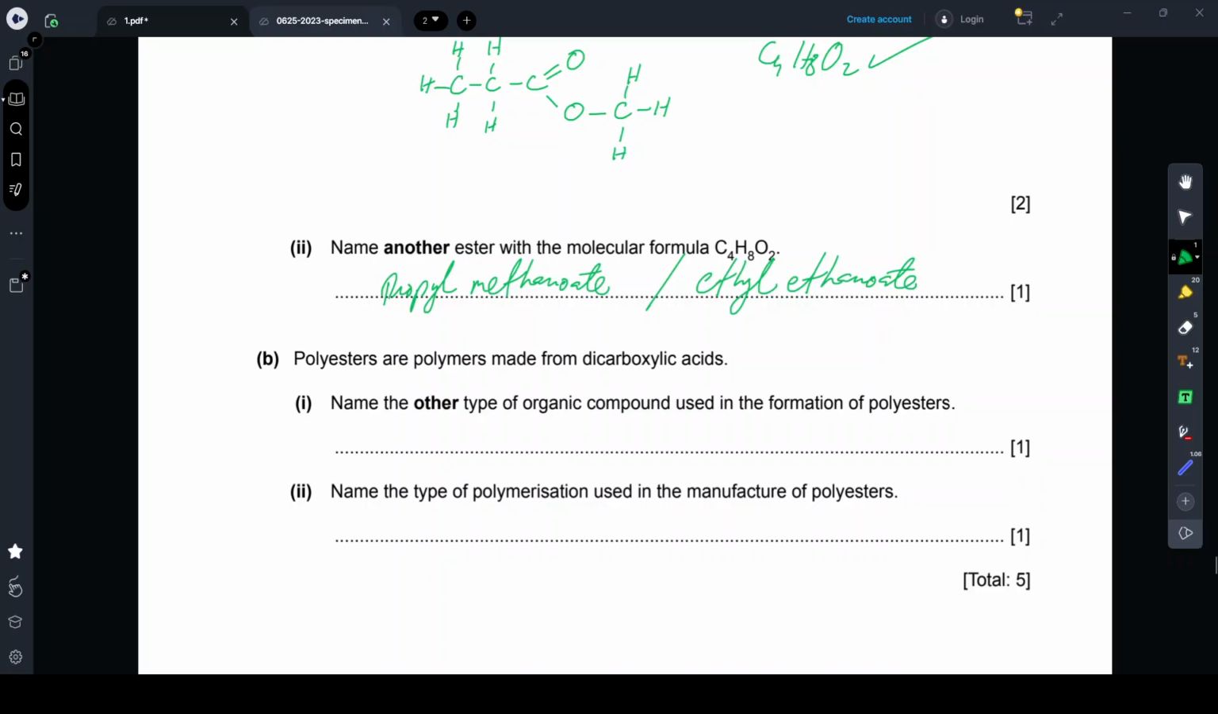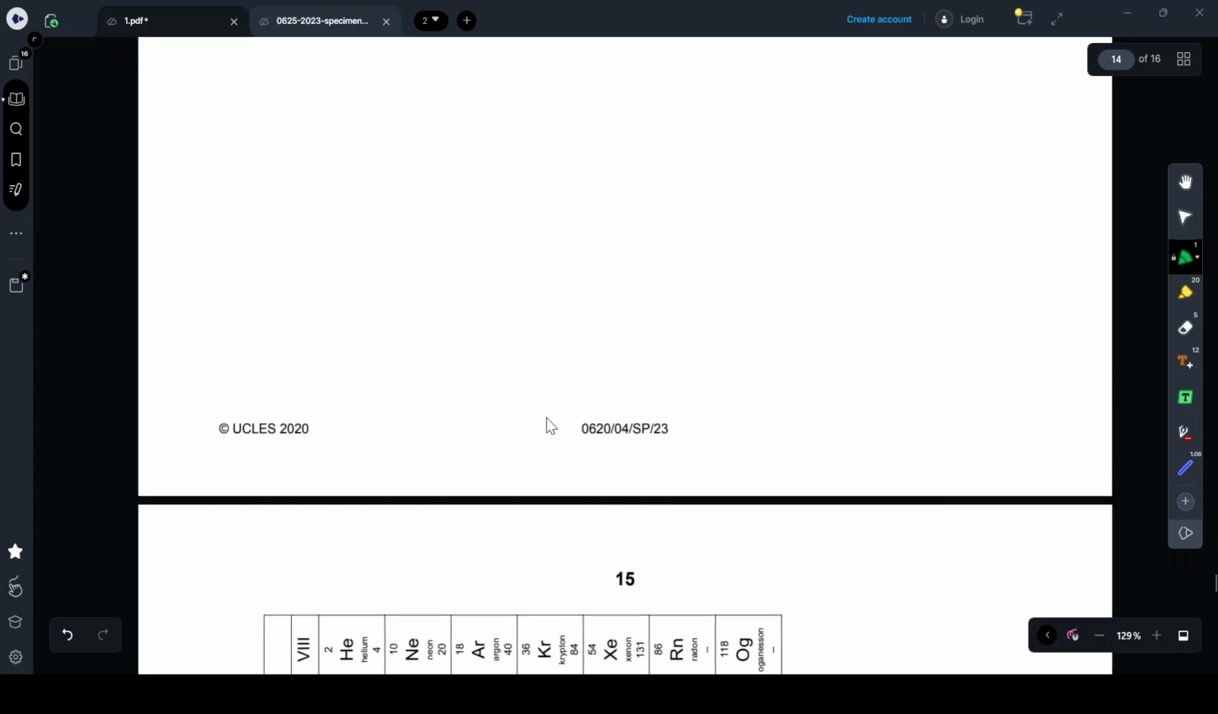It would be dialcohols, no, it's called diols. Diol. Yeah. And name the type of polymerization used in the manufacture of polyesters. Condensation polymerization. Good. Yay. And we're done. Good job.